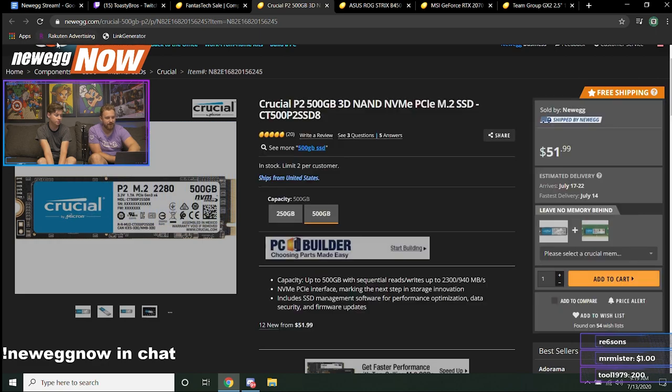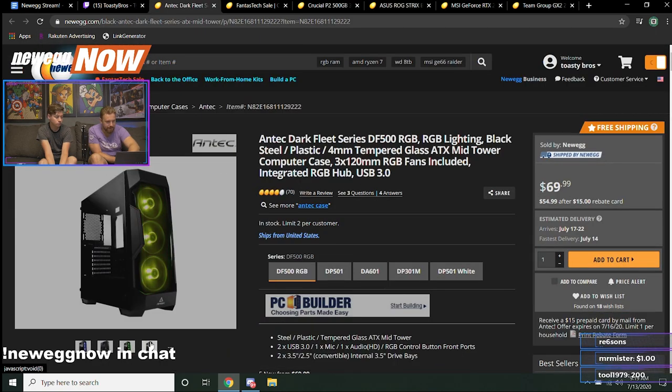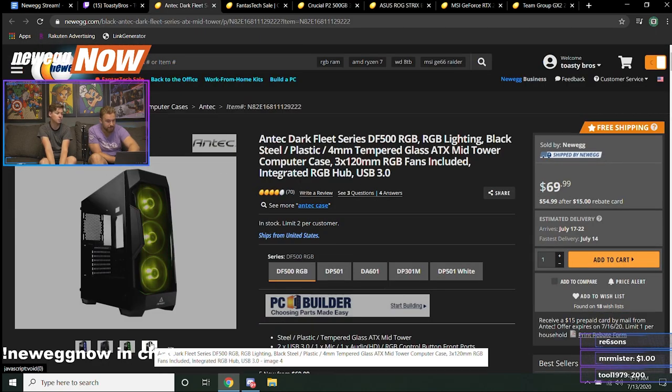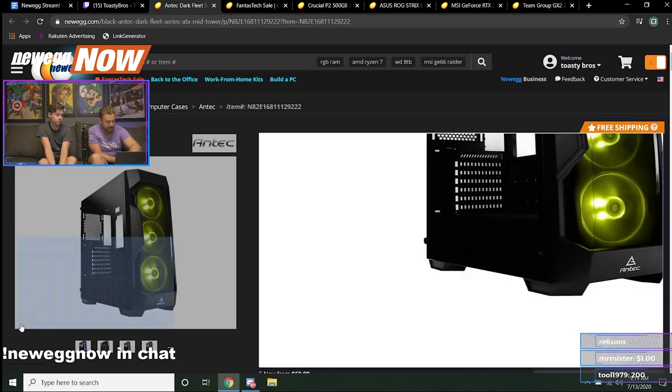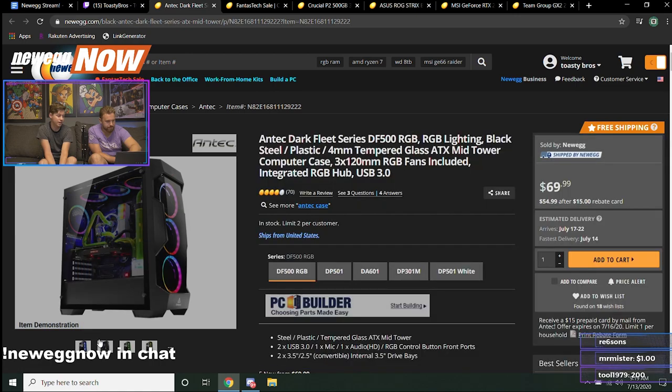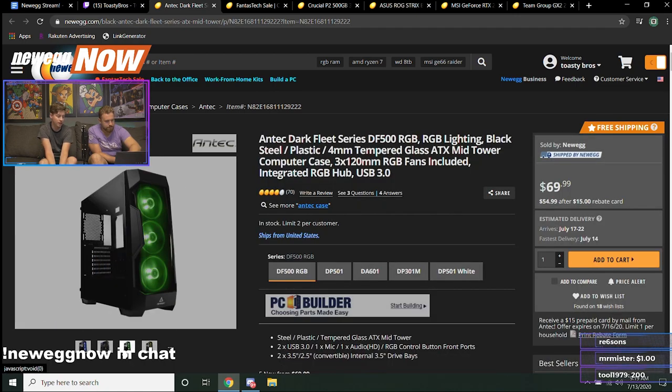3 RGB fans for $70. $54 after mail-in rebate. That's pretty good. That's a good deal. I like that, because the Mustex case was one of the only cases that had the RGB fans installed, and that was like $90.